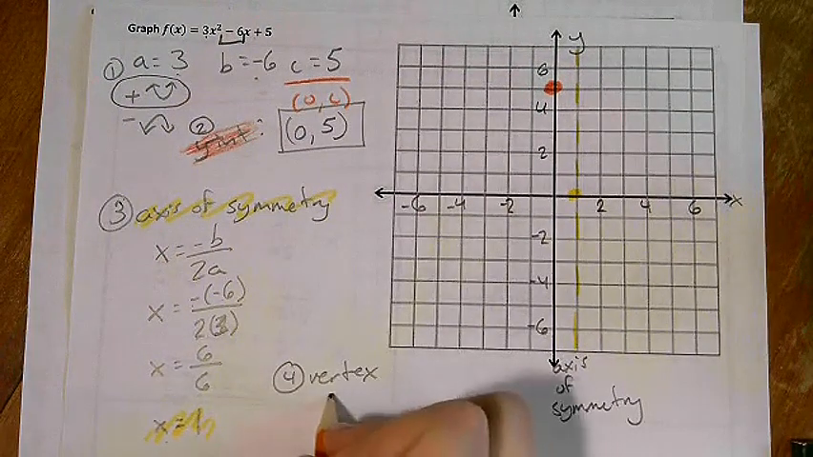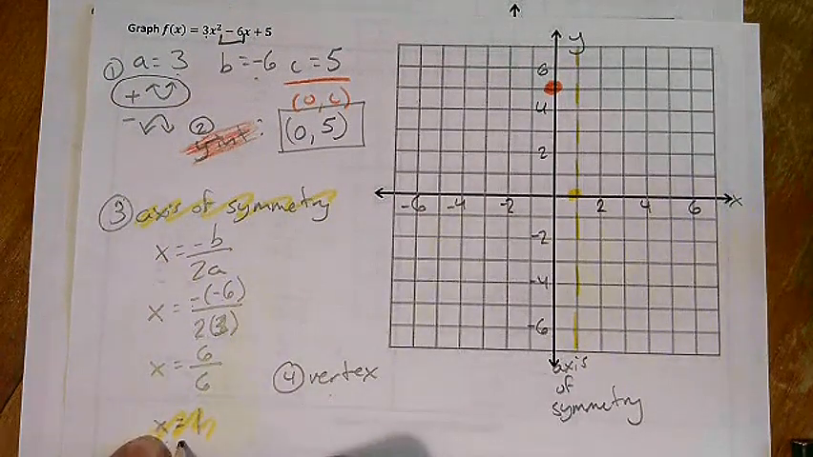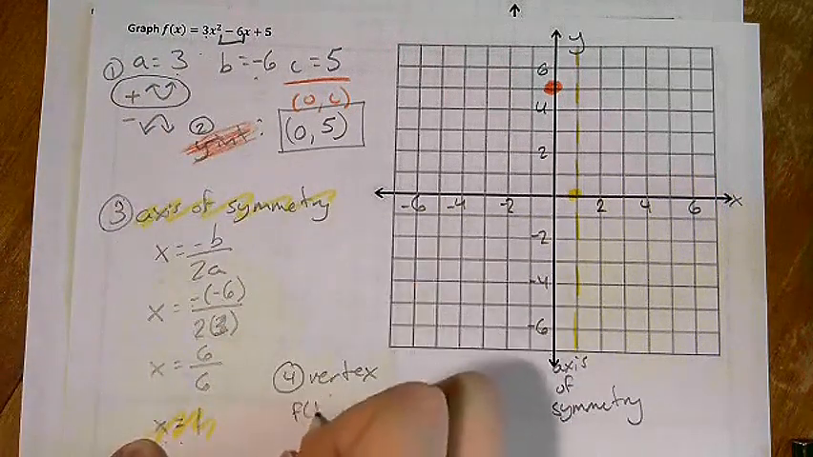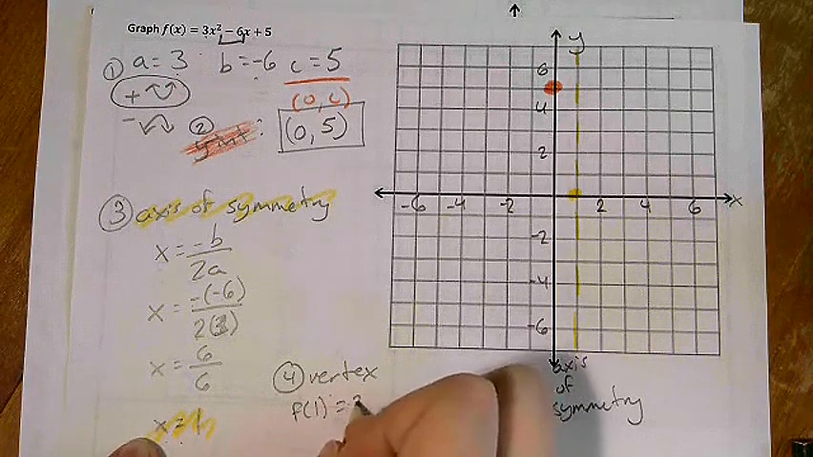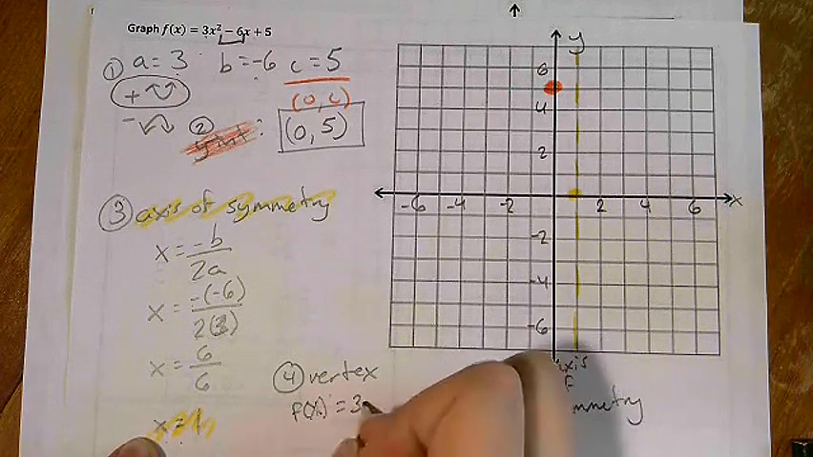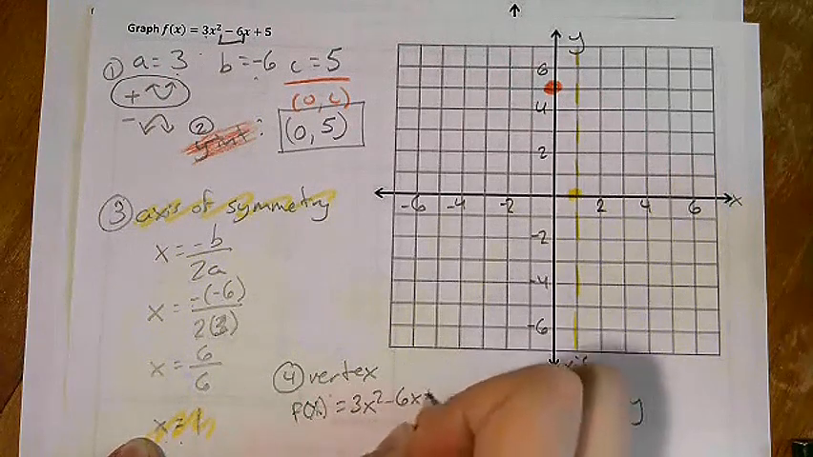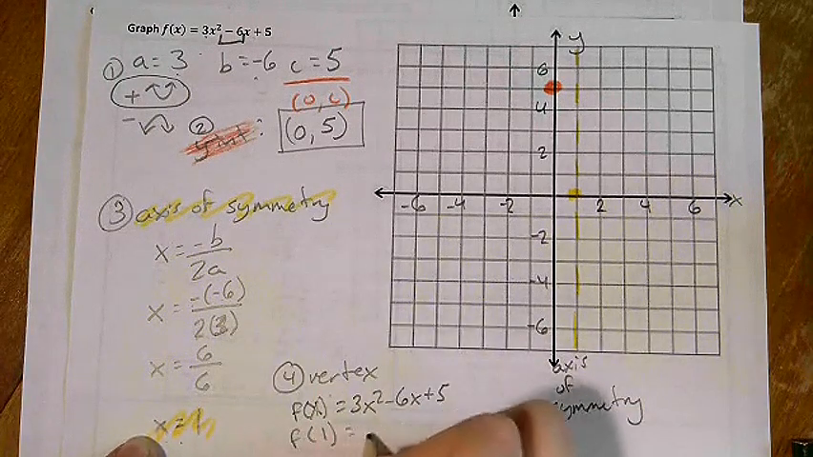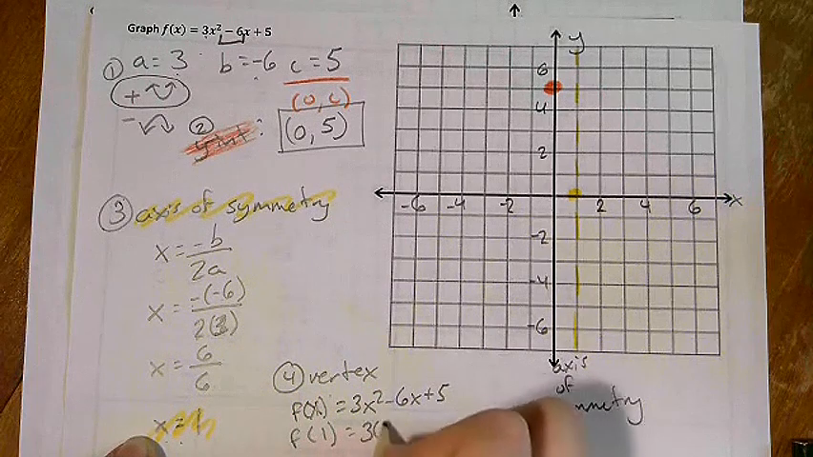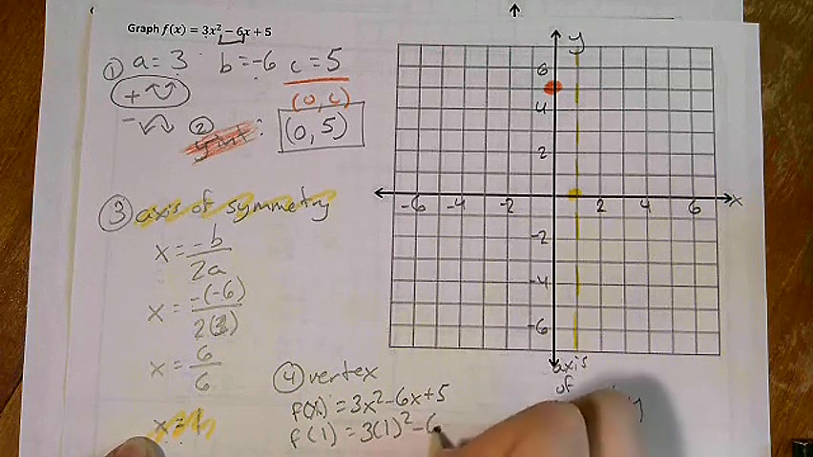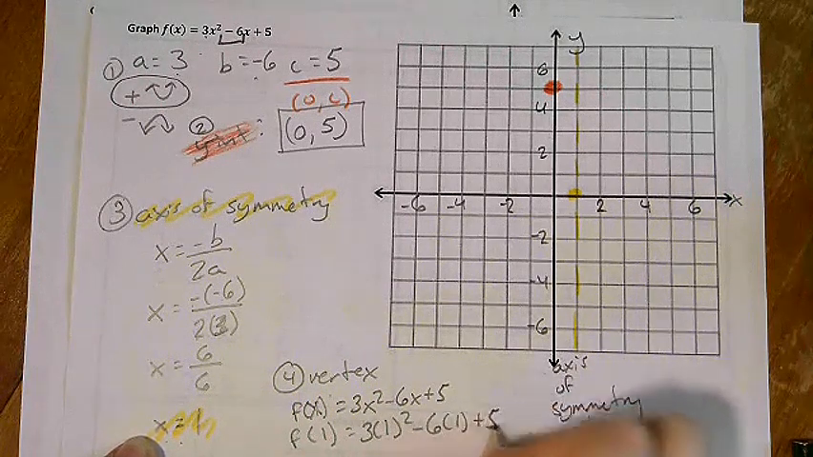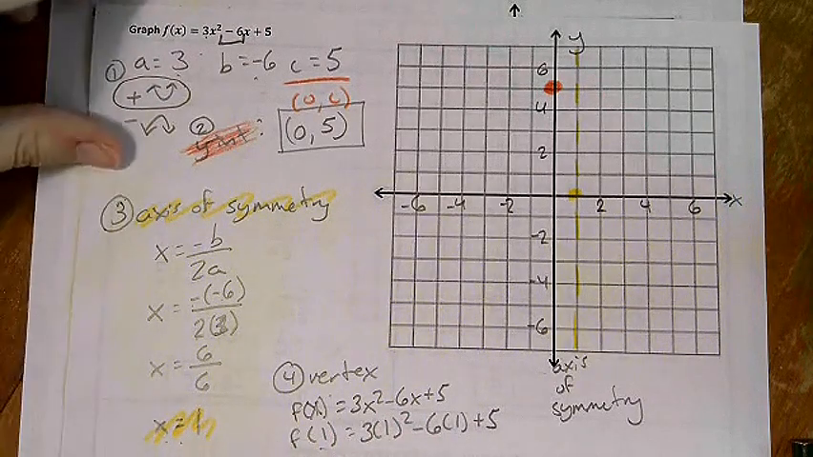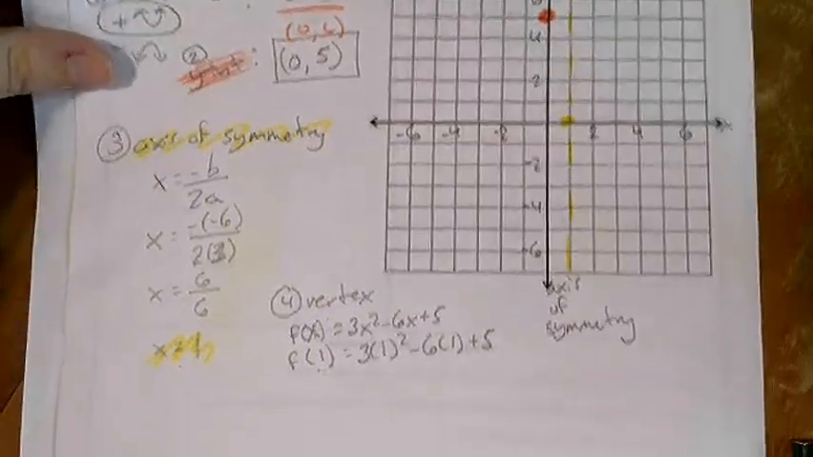All right, to find the vertex, I need to take my x value and plug it back into the equation. So I'm going to do f of x equals 3x squared minus 6x plus 5. I'm just going to copy the equation down, and then I'm plugging in 1 everywhere I see an x. So f of 1 equals 3(1 squared) minus 6 times 1 plus 5, right? Everywhere I saw an x, I plugged in 1.